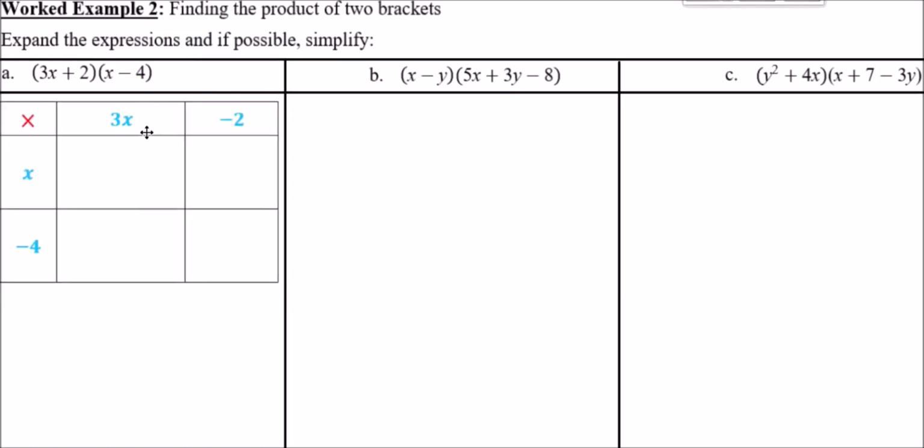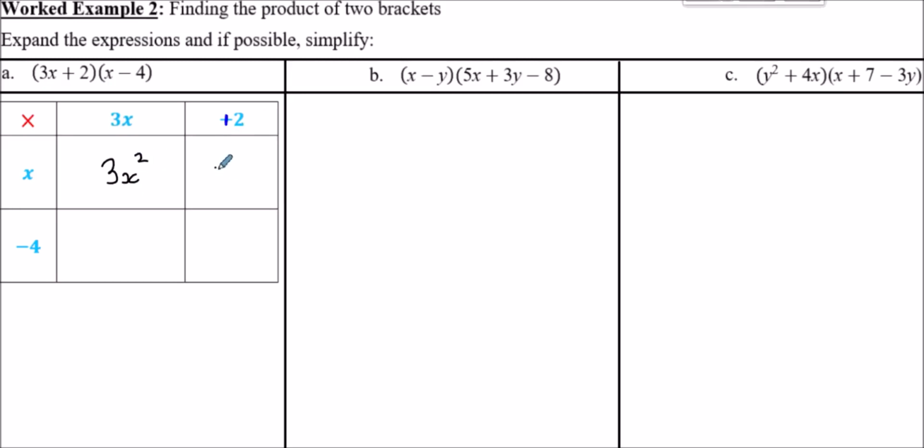So along the top, I write down the first bracket. Whoops, that's me making a mistake before we even started. That's meant to say 3x plus 2. Apologies. At least I've spotted it now. And down the side, you write the second bracket, which is x minus 4. Then you just multiply what's above each box by what's to the side of it. So 3x multiplied by x is 3x squared.